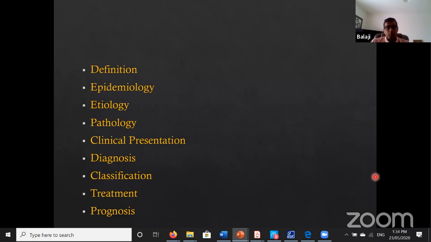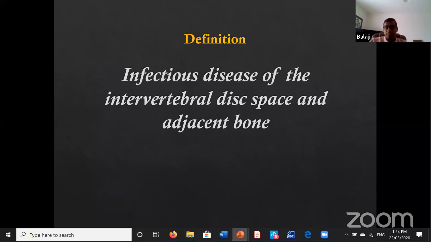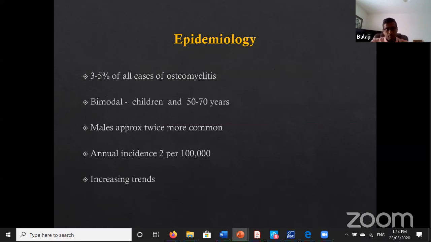So what is spondylodiscitis? It's the infectious disease of the intervertebral disc space and the adjacent bone, which is the vertebral bodies.